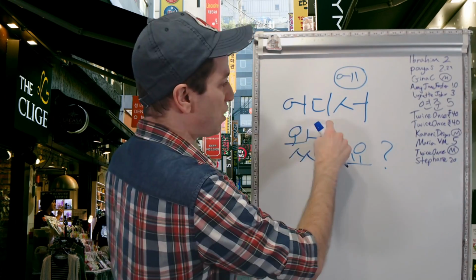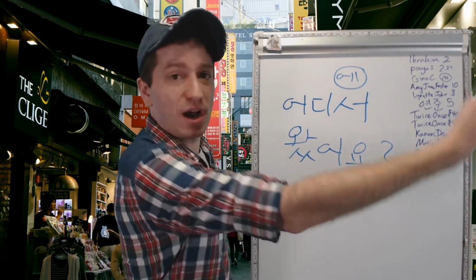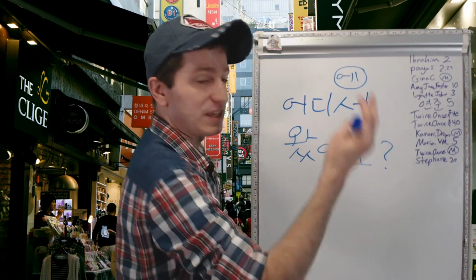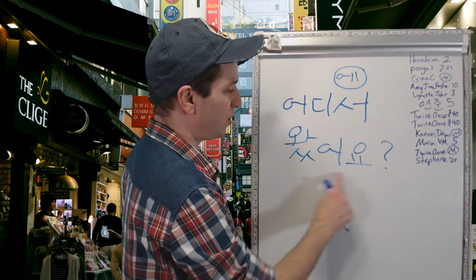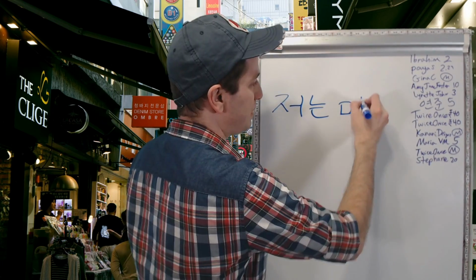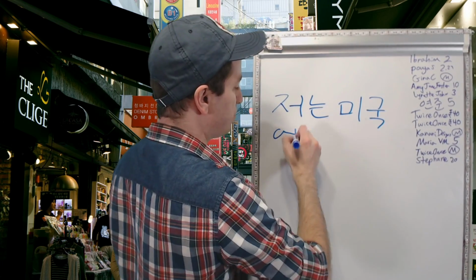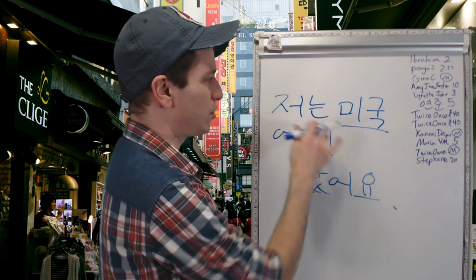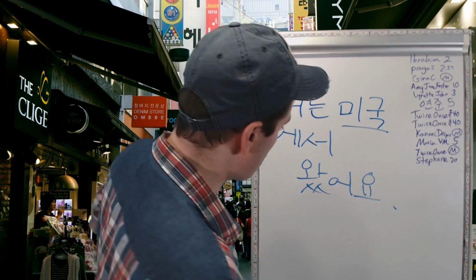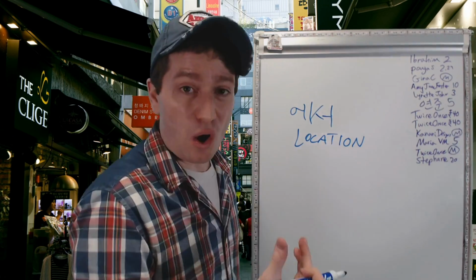어디서 왔어요? 어디서? From where? 오다 means to come here. Where did you come here from? 어디서 왔어요? Where are you from? I would say 미국 because I'm from America. 저는 미국에서 and then 왔어요. 저는 미국에서 왔어요.